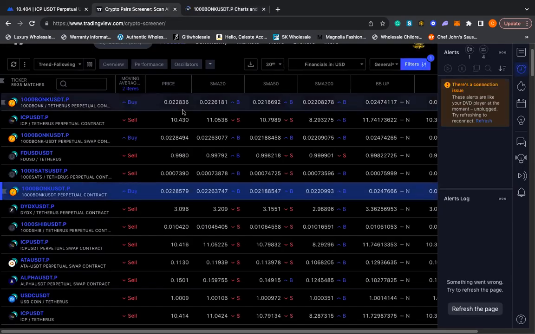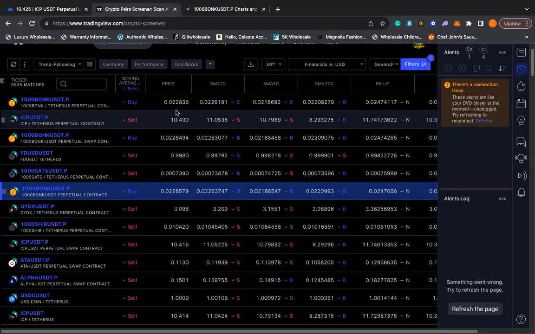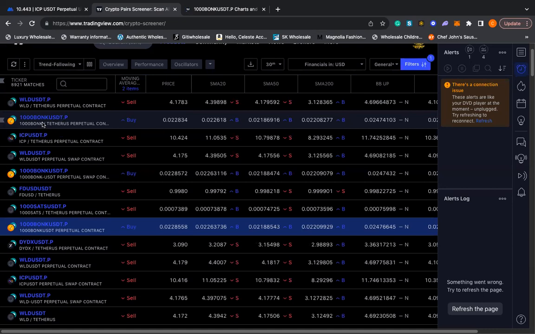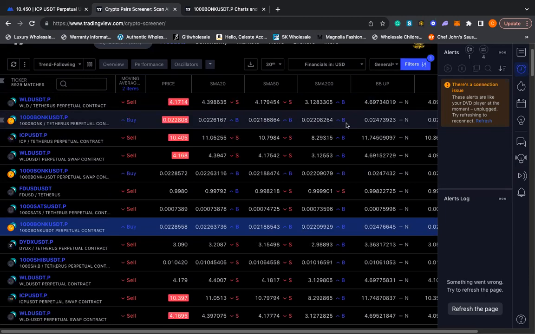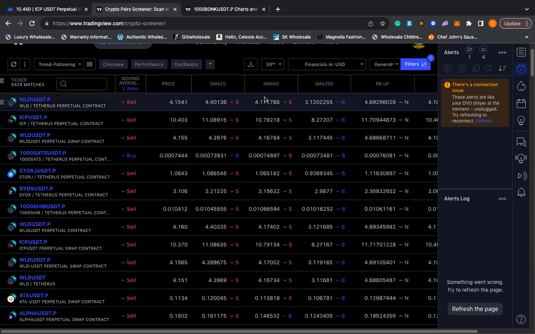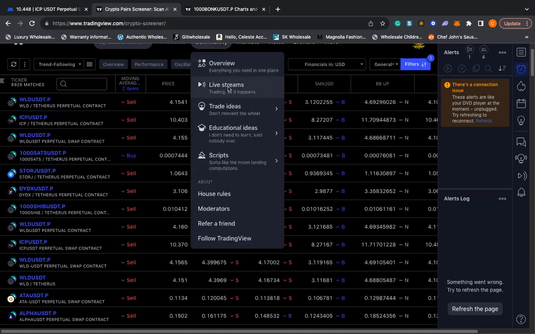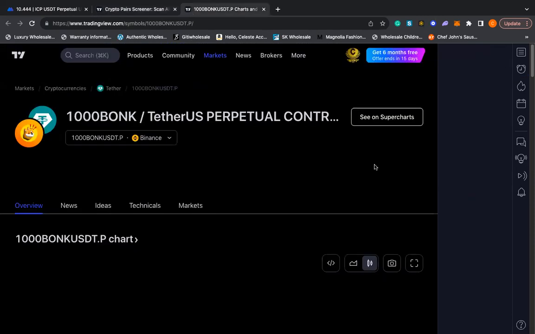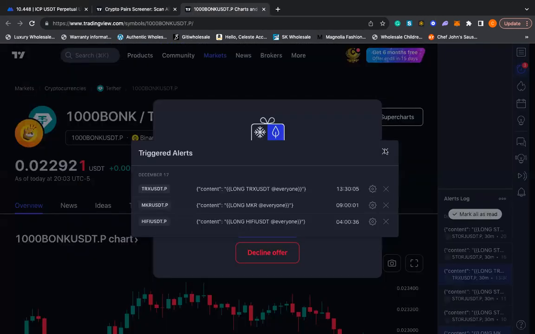Now, remember, when we get into a play, we want to look for the right SMA pattern. Of course, right here with 1,000 BONK, what made me choose it was the fact that I see 3 buy orders on all SMAs. Buy, buy, buy. Now, if I was looking for a sell, 3 sell marks would be the ideal play for me to get into. All right. So I'm going to go to 1,000 BONK. I want to see it on the super chart.